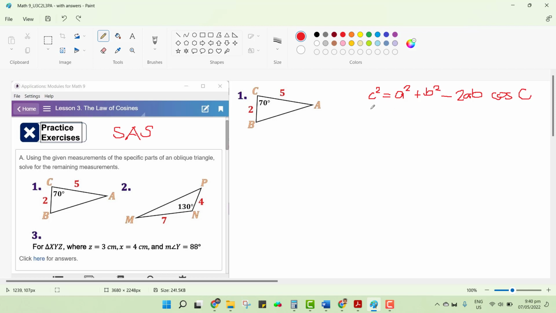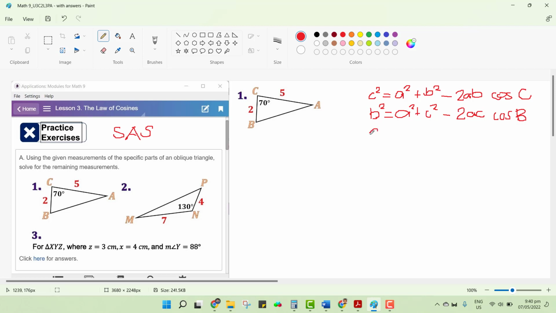Let's say the side unknown is b, so the formula could be changed as b squared equals a squared plus c squared minus twice the product of the known sides, so you have 2ac times cosine, and instead of the included angle C, that would be included angle B. And the pattern will go like this: the unknown side is b, and the included angle is angle B as well.